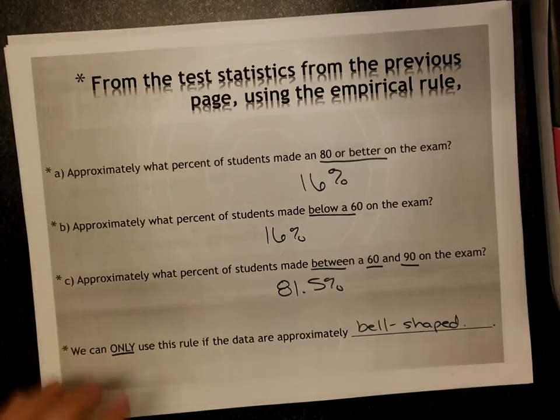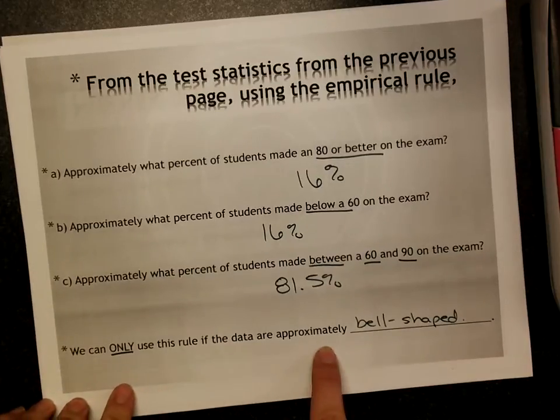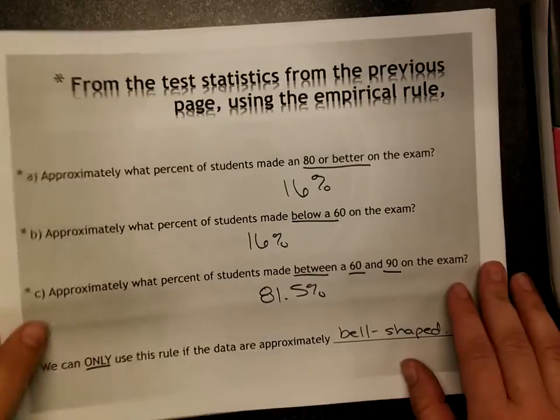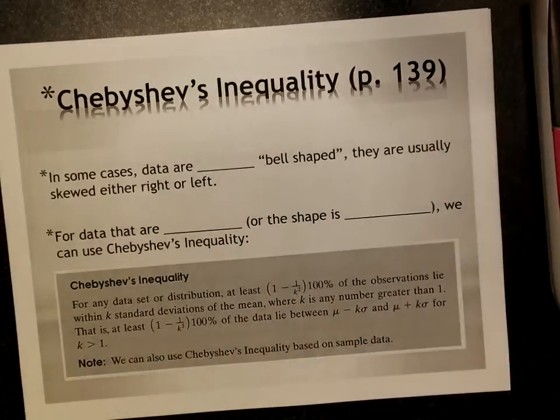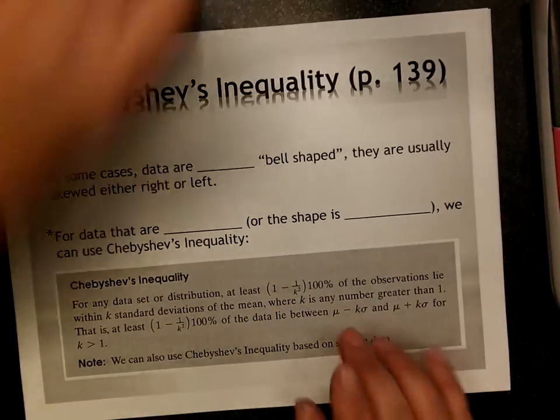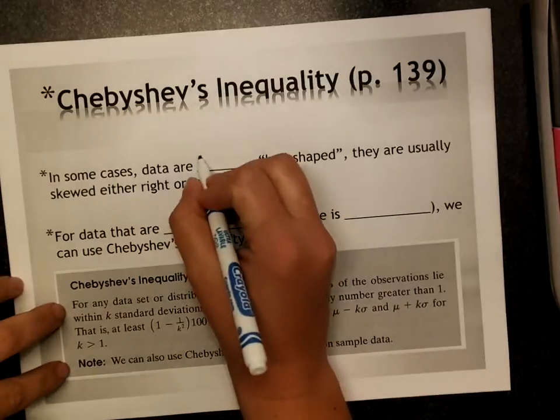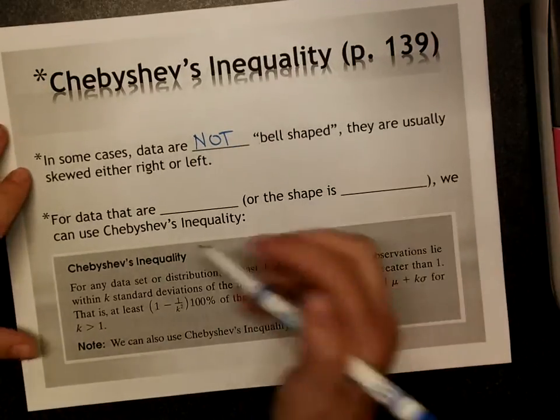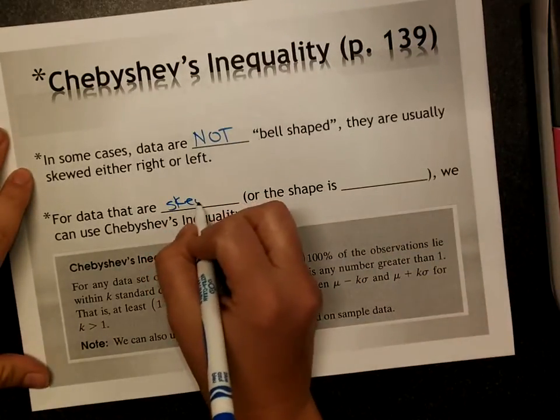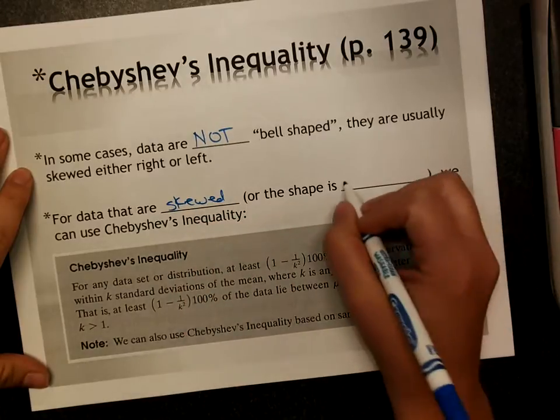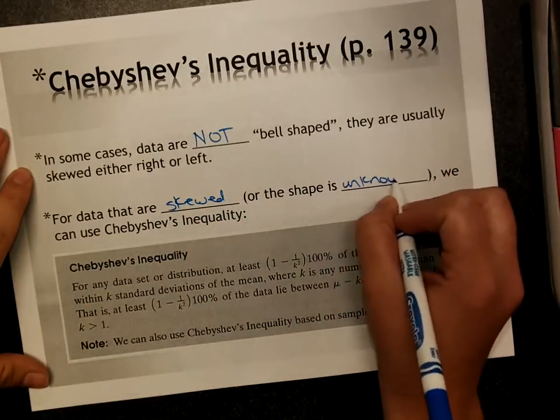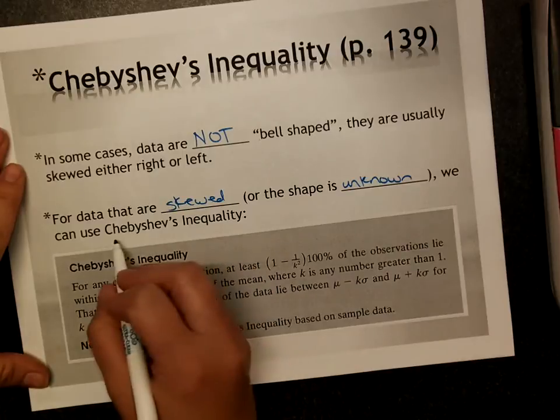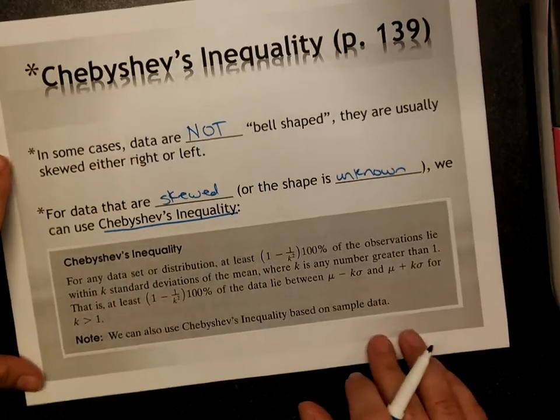Alright, so we said that we can only use this empirical rule if the data are approximately bell-shaped. In some cases, the data are not bell-shaped, and they are usually skewed right, skewed left, or we just don't know. For data that are skewed, or the shape is unknown, we use what's called Chebyshev's inequality.